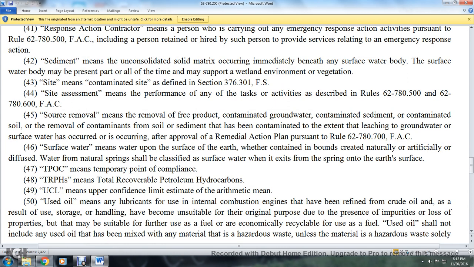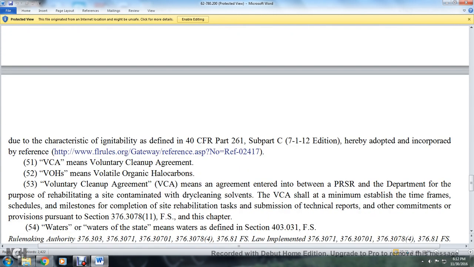Used oil means any lubricant for internal combustion engines that has been refined from crude oil or synthetic, and as a result of use, storage, or handling has become unsuitable for its original purpose due to the presence of impurities or loss of original properties, but is suitable for further use as fuel, being economically recyclable for use as fuels. Used oil shall not include any used oil that has been mixed with hazardous waste unless the material is hazardous waste solely due to the characteristic of ignitability as defined in Title 40 CFR Part 261, Subpart C, July 1st, 2012 edition, hereby adopted and incorporated by reference. See the Florida Administrative Rules Gateway, reference number 02417.